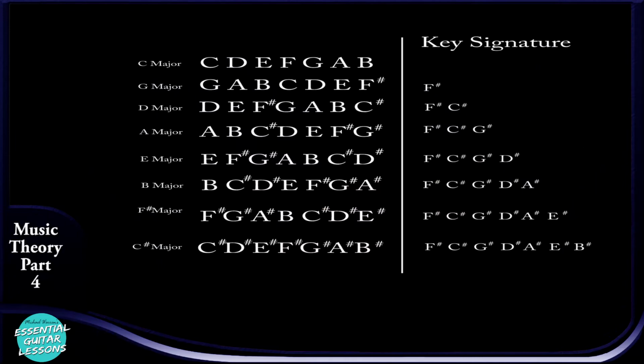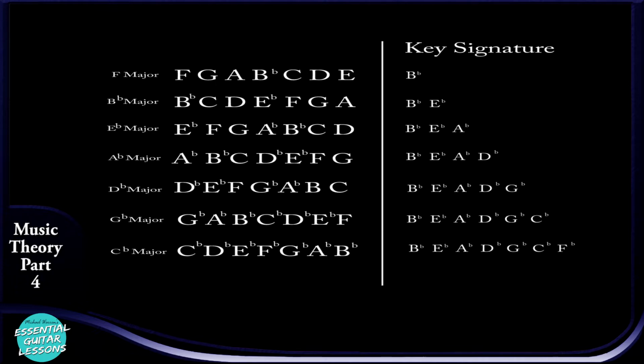Now the key signature is what sharps or flats a scale has. So if I look at my G major scale, that has an F sharp, so its key signature is F sharp. If I was to look at, say, my E major scale, its key signature would be F sharp, C sharp, G sharp and D sharp there. If I was to look at my F major scale, the key signature would be B flat. So the key signature is just the flats and the sharps in the scale.